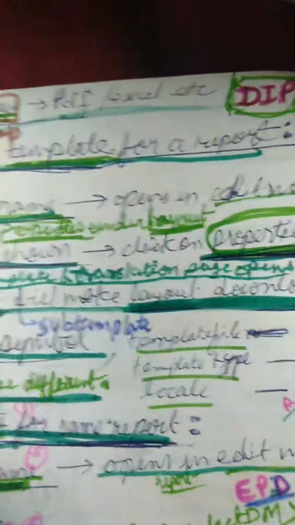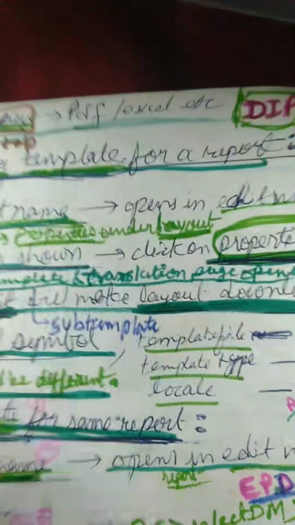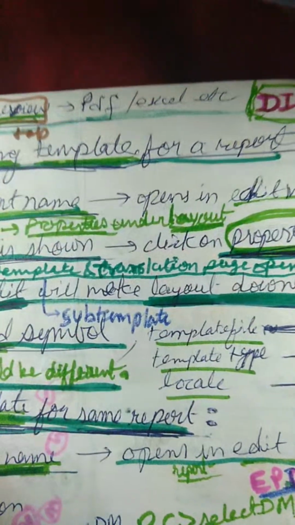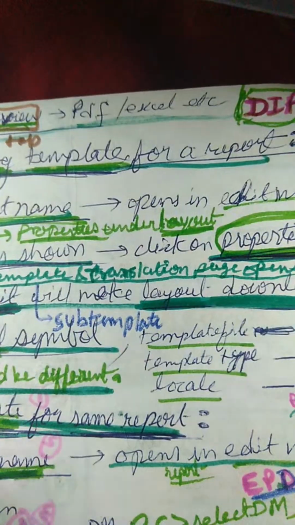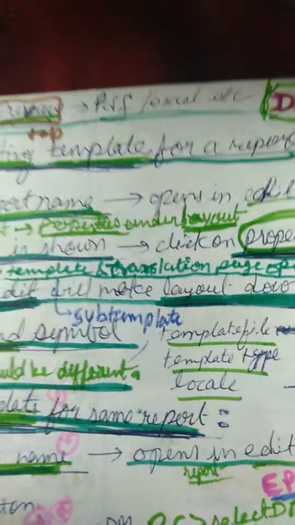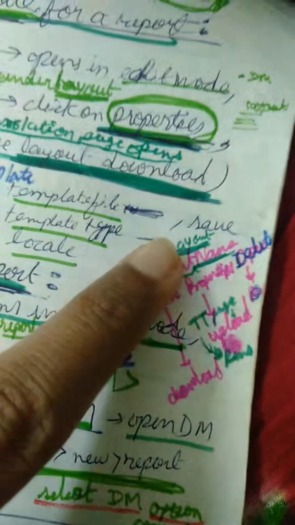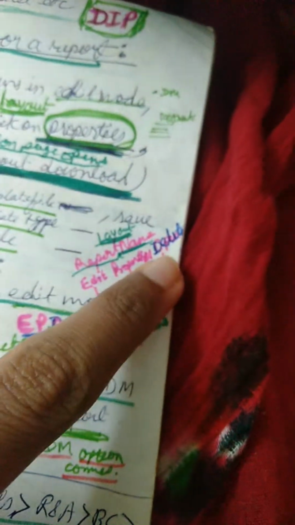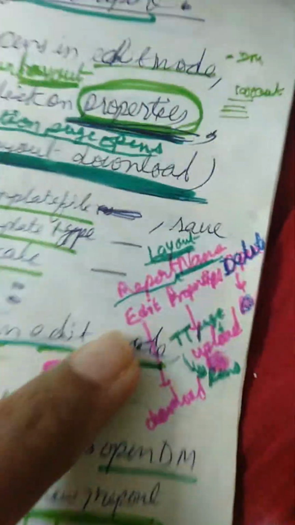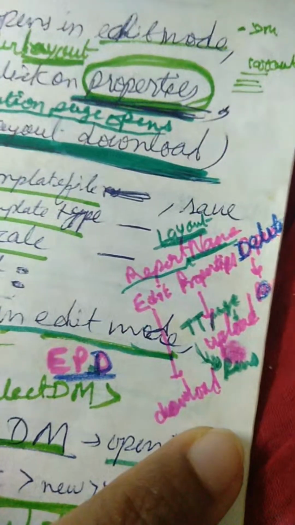The next one is, if I made any changes to the existing layout and I want to re-upload it, how to do it. So once you click on edit report, it will show the DM and all the existing layouts. Under the report layout name, we have edit, properties and delete options. So edit helps to download the report, properties helps to upload the report.